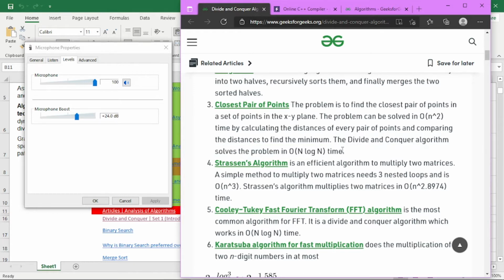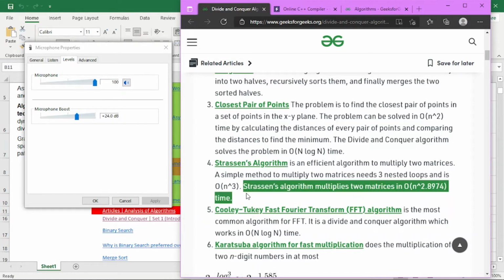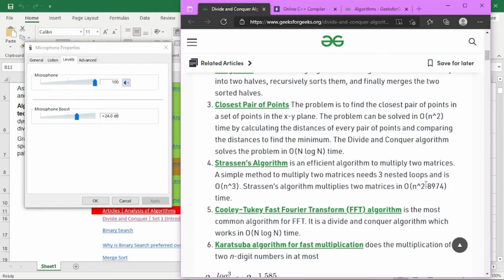Okay, now Strassen's algorithm can also be done with this. When we multiply two matrices, it generally takes order of n cube time. But Strassen's algorithm has some formulas by following which we can do it in less than order of n cube, that is order of n to the power of 2.8974, which you can see here.